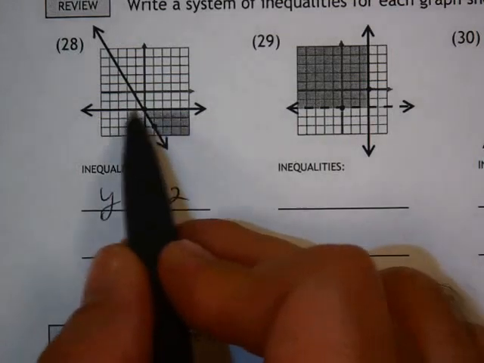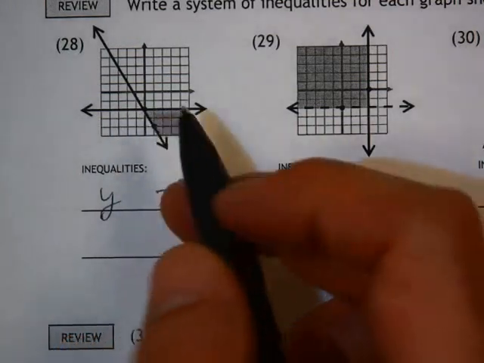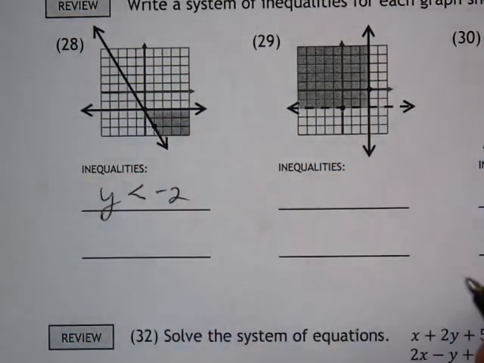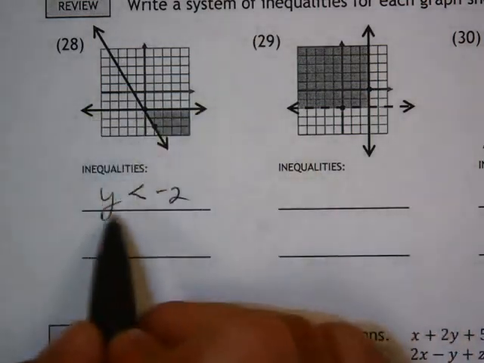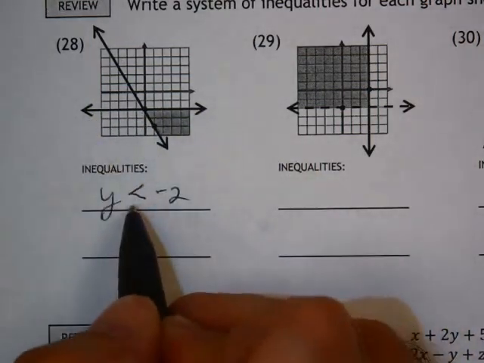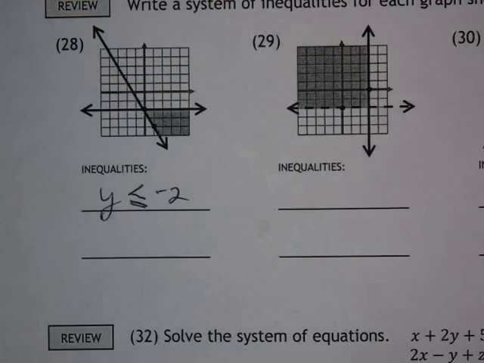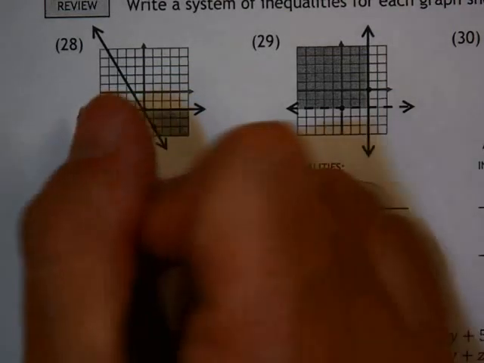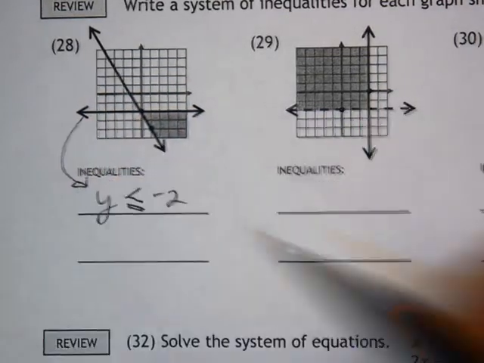Now we look at the shading. See how the shading's below this line? If it's below, that means it's less than that line. And since it's a solid line, that means it's less than or equal to. So this first horizontal line is right there.